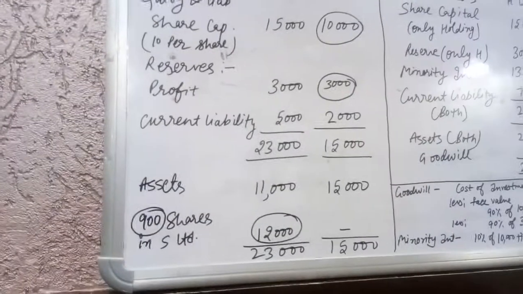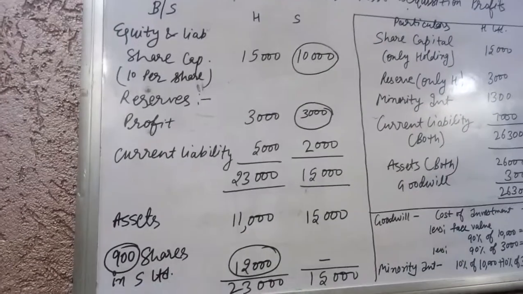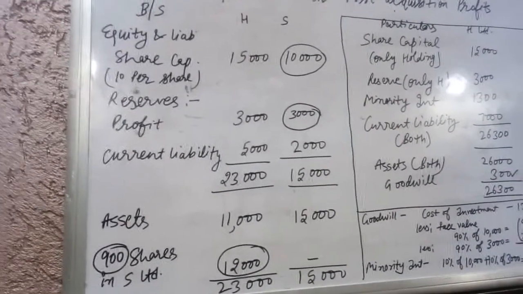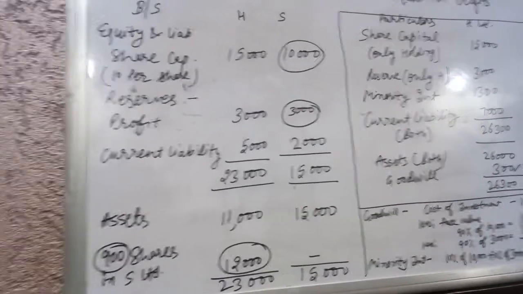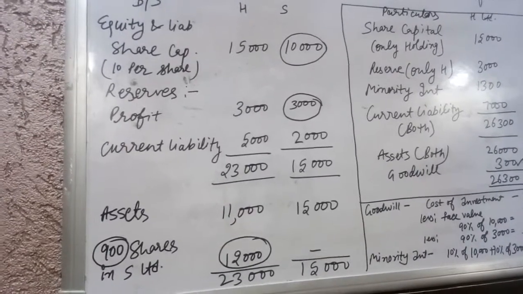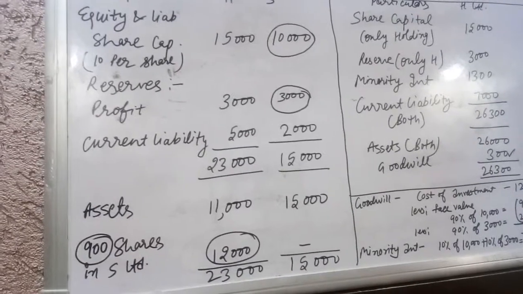Next we have reserves. Reserves head में आपके पास profits are given, in which holding company is having 3,000 rupees profit and same in case of subsidiary. I have also circled this value because it will be used in calculation. आप simply इसे कहीं नहीं लिखेंगे, it will be used while doing calculation.